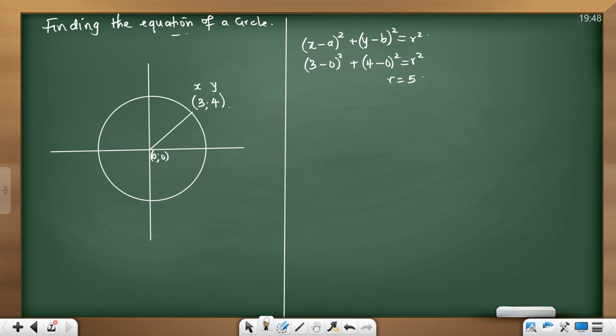So I can go back to my equation now and say what? x minus, let me do this first, plus y. Remember, your equation would always have x and y. So what do I have here? x squared plus y squared equals 25.